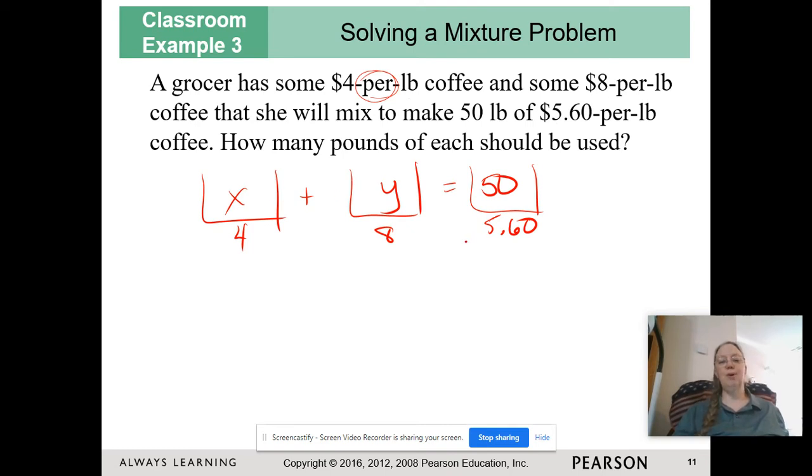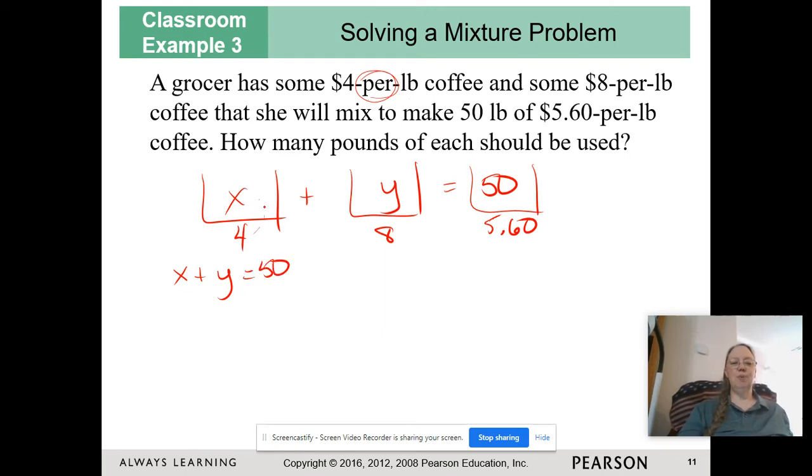Okay, so we need two equations. If we have two variables, we need two equations. So the first equation is going to come from here. Amount plus amount is equal to amount. X plus Y is equal to 50.